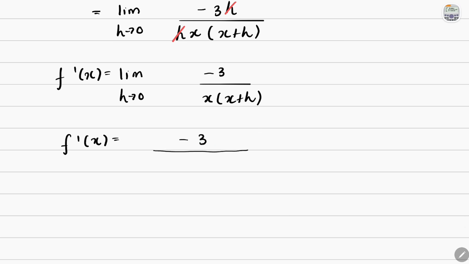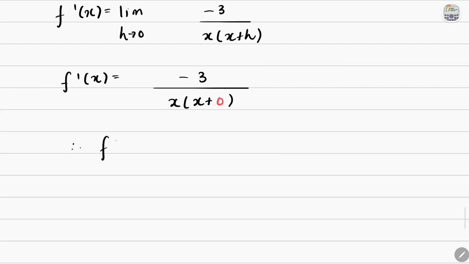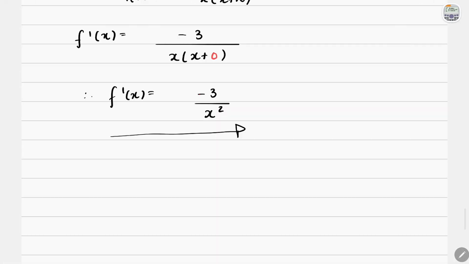this point. So negative 3 over x multiplied by x plus, and now this is 0. Okay, and finally, f prime of x is equal to negative 3 over, we know that that just gives us x because it's plus 0. x times x is x squared. And that is our answer. And moving on to the next question.